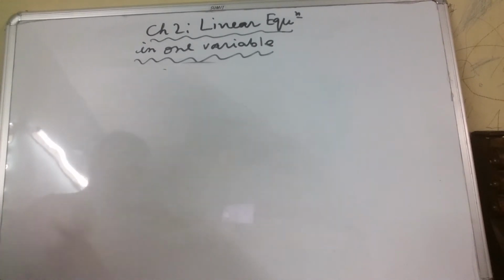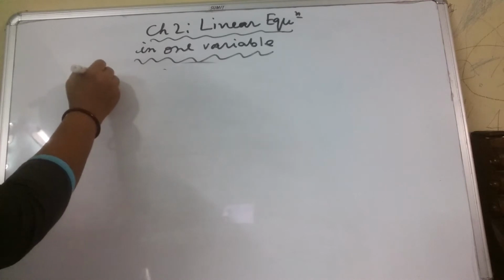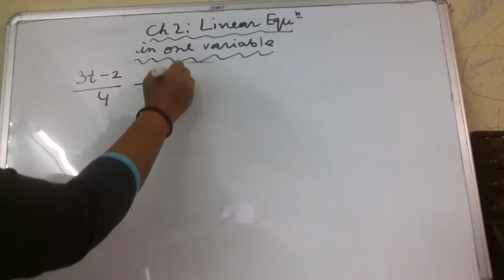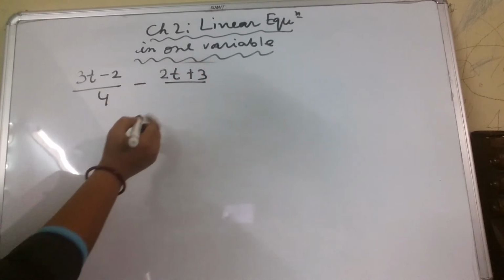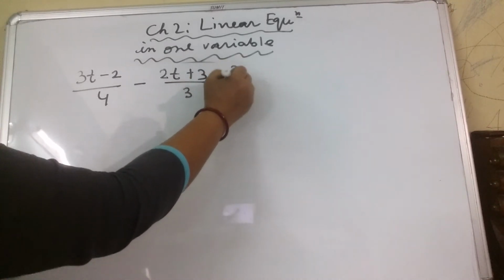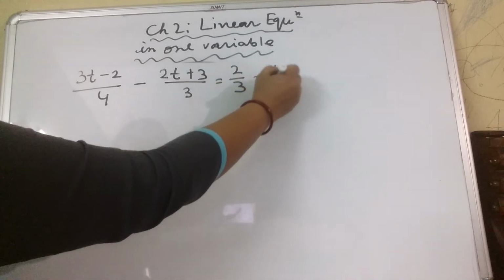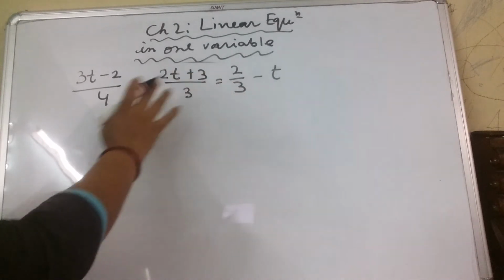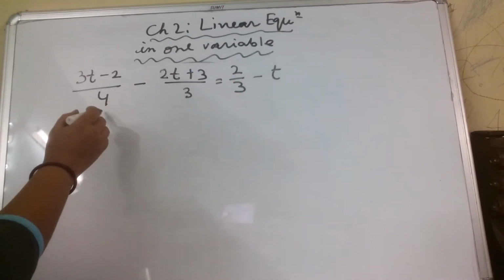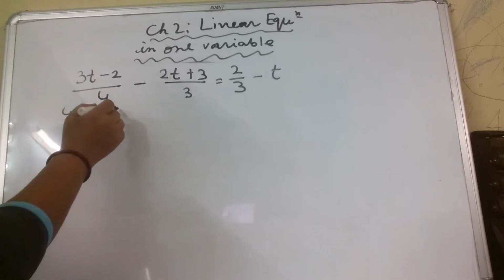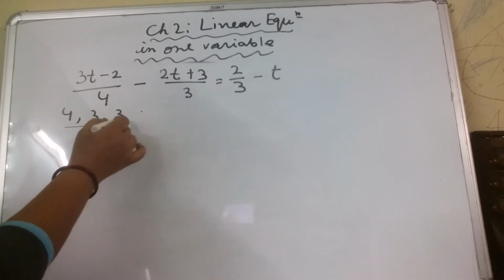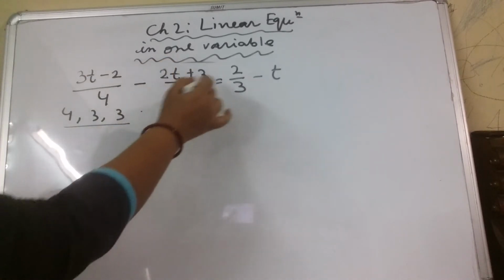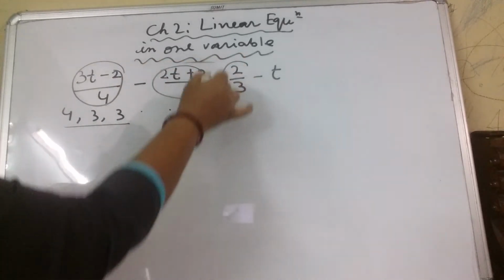Say there is an equation which is (3t - 2)/4 - (2t + 3)/3 = 2/3 - t. Okay, what you have to do? You have to multiply all the term by the LCM of their denominator. So denominator is 4, 3, 3 and LCM of 4, 3, 3 is 12. So all the term has to be multiplied by 12.